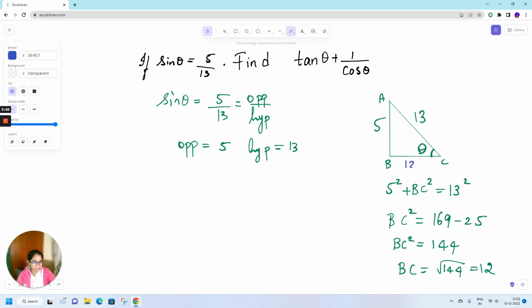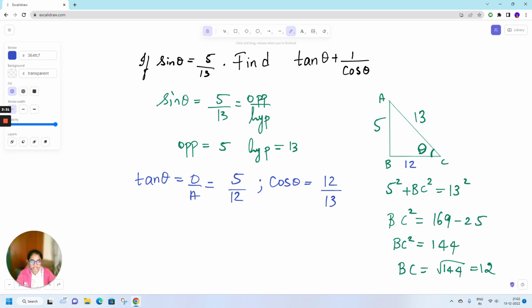Now what should we find? We should find tan theta. What is tan theta? It is opposite by adjacent. What is the opposite value? 5. Adjacent value is 12. Now what is cos theta? Cos theta is adjacent, that is 12, divided by hypotenuse, that is 13.